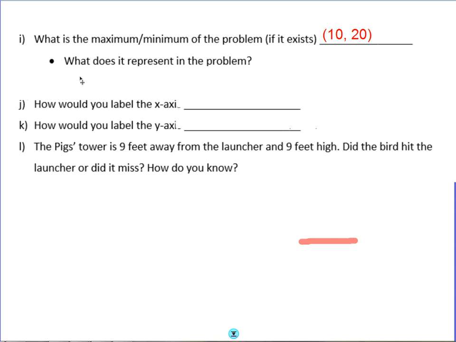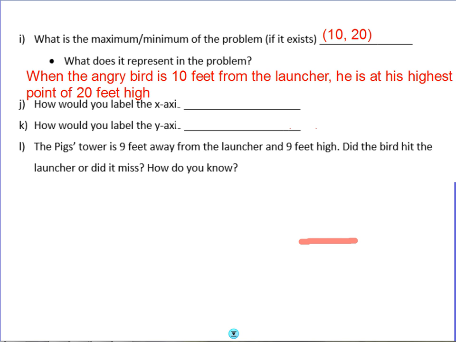What does it represent in the problem? It means that when the angry bird is 10 feet from the launcher, he is at his highest point of 20 feet high. Notice I didn't just say, oh, he's 20 feet high. I'm being specific. When is he 20 feet high? When he's 10 feet away from the launcher.